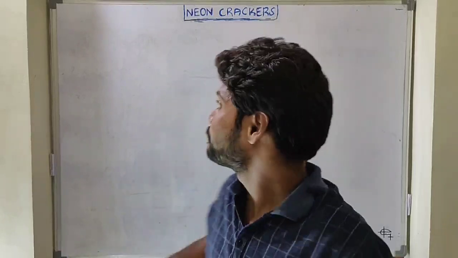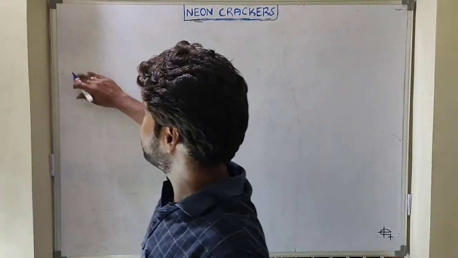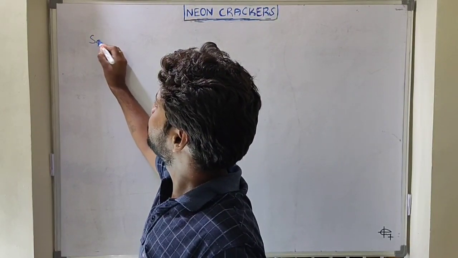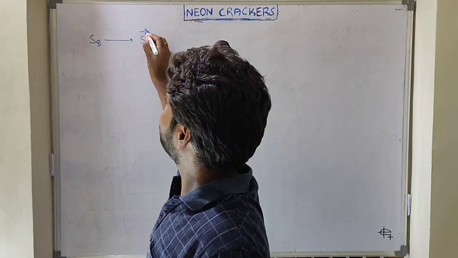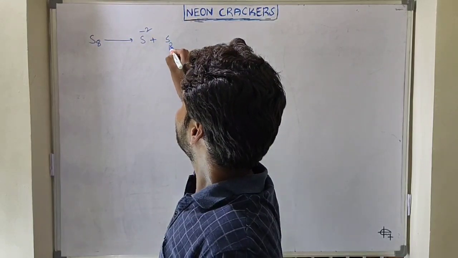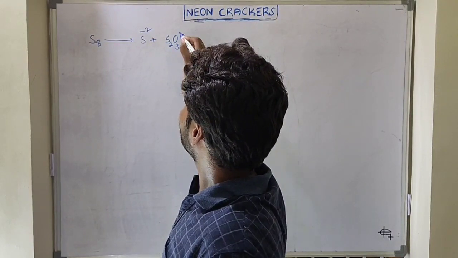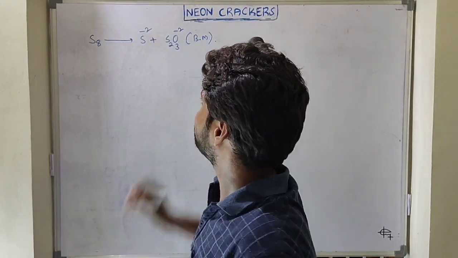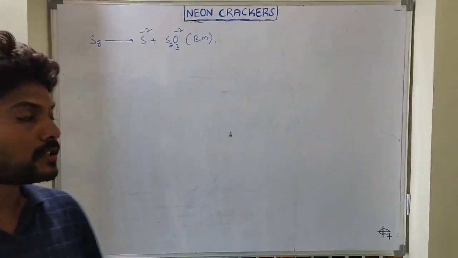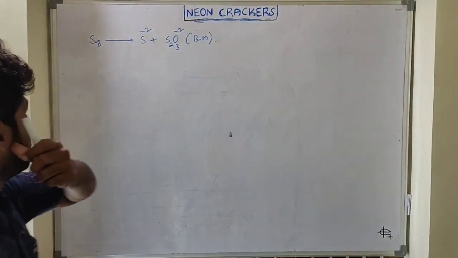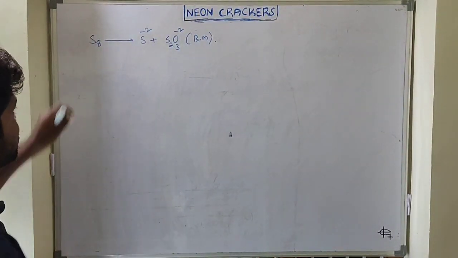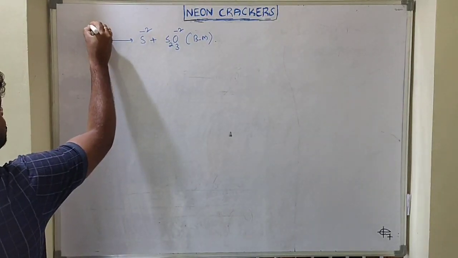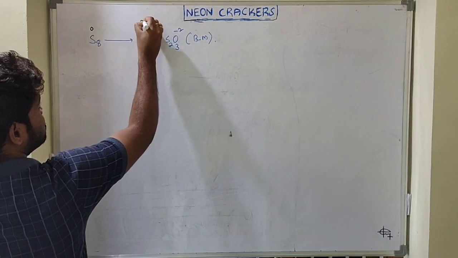Balance the disproportionation reaction of S8. S8 giving sulfide ion plus thiosulfate, and balance this equation in basic medium. This is the polyatomic molecule. So what are the oxidation states? Here the first sulfur oxidation state is 0. Here the sulfur oxidation state is -2.